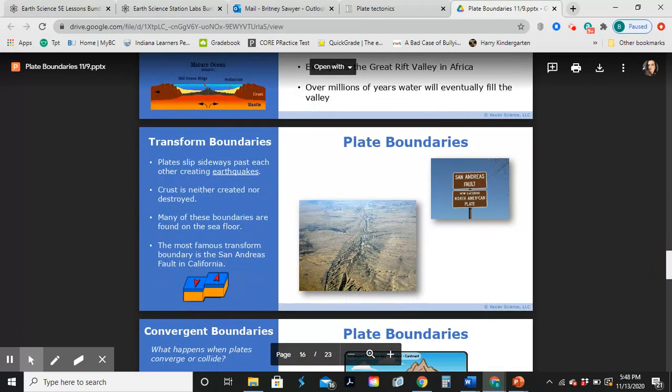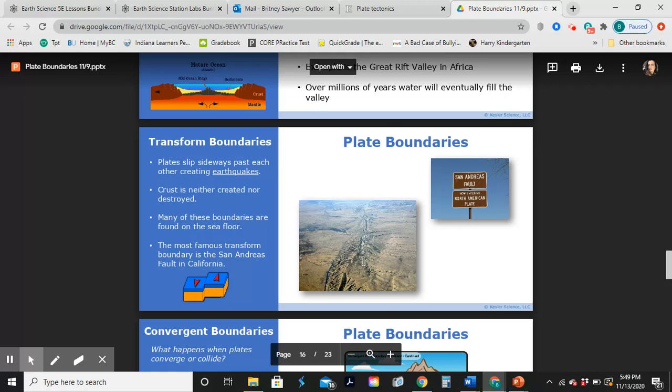Transform boundaries. That's when plates slip sideways past each other, creating earthquakes. Crust is neither created nor destroyed. Many of these boundaries are found on the sea floor. The most famous transform boundary is the San Andreas Fault in California.